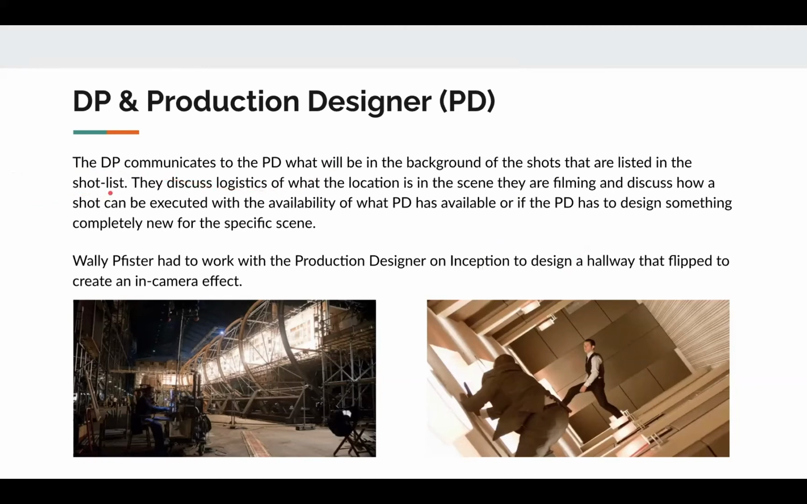So if they're shooting in that girl's room, let's say for today, then you have to know what's in the shot and what's accessible in that shot, what you can see. They discuss the logistics of what the location is in the scene that they're filming. And they discuss how a shot can be executed with what the PD has available, or if the PD has to design something completely new for the specific scene. So I know Emerson has a prop house in Somerville, which I think is currently closed because of the pandemic. But usually, pre-COVID and hopefully post-COVID, the PD has the option to use what Emerson has available, or what the studio has available on big-time Hollywood productions.